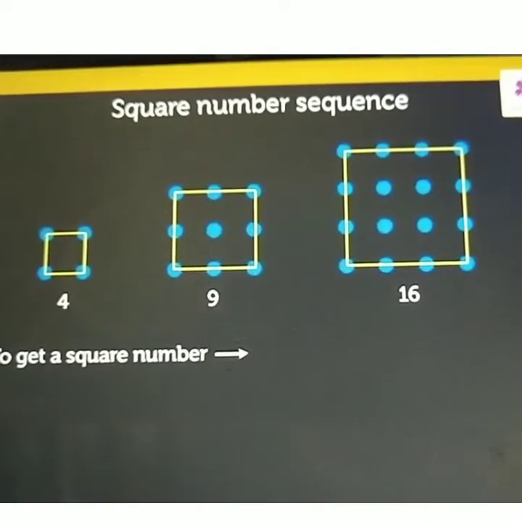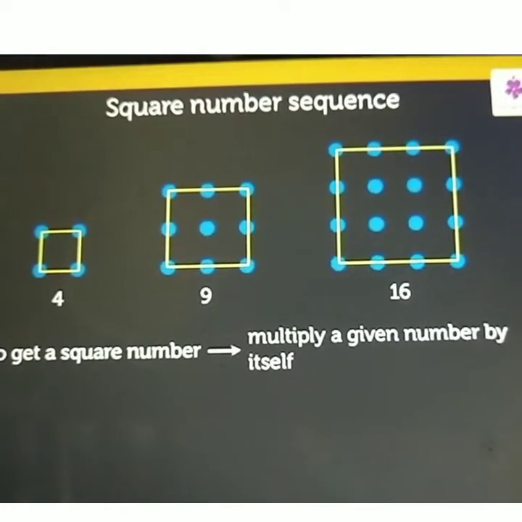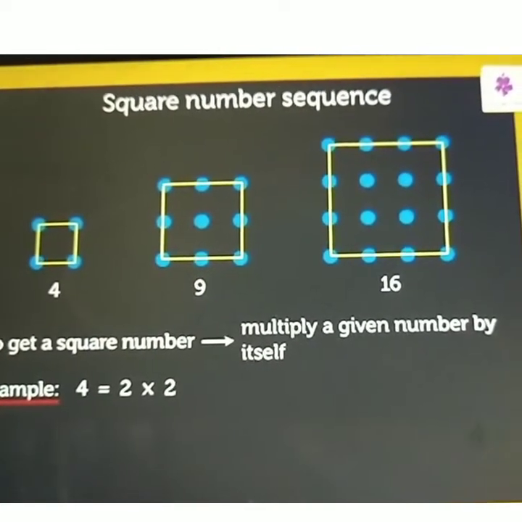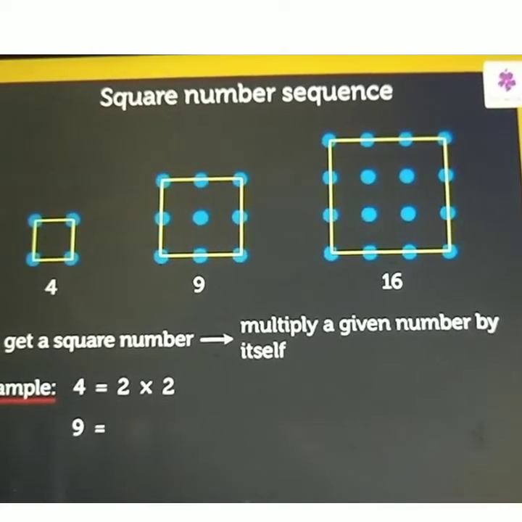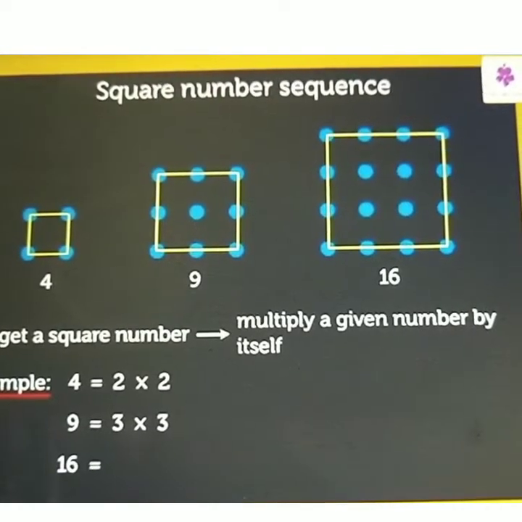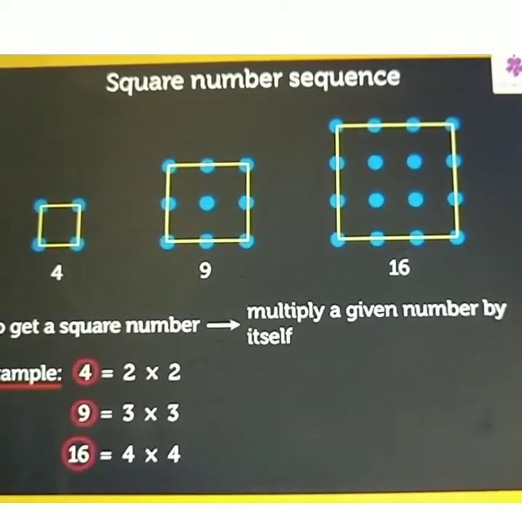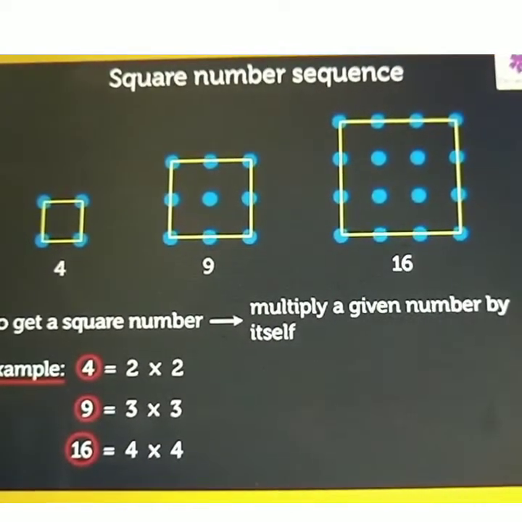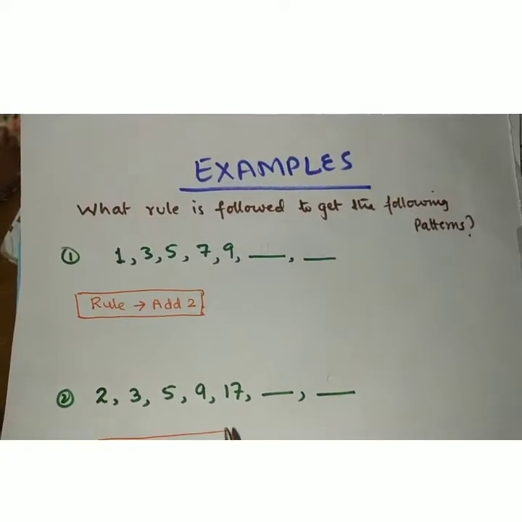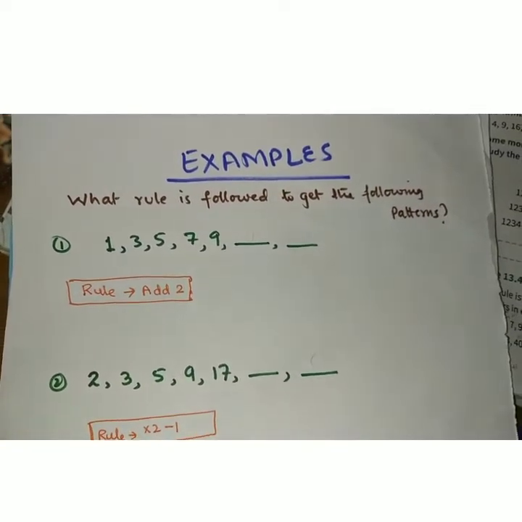So here, we follow the pattern of multiplying a given number by itself. For example, 4 is equal to 2 multiplied by 2. 9 is equal to 3 multiplied by 3. 16 is equal to 4 multiplied by 4, and so on. Look, we have got the square numbers. Let's see what rule is followed to get the following patterns.